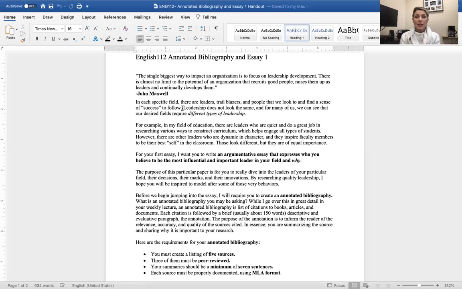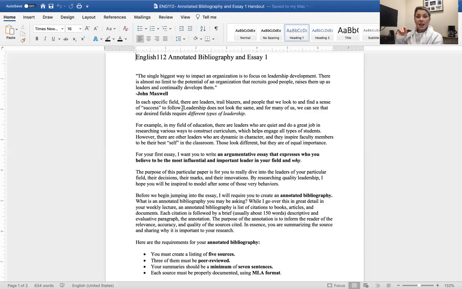The single biggest way to impact an organization is to focus on leadership development. There is no limit to the potential of an organization that recruits good people, raises them up as leaders, and continually develops them. Guys, this essay is going to be about leadership in your field. So whatever you think you're going to go into, education, nursing, business, I want you thinking about the leadership in those industries. In each specific field, there are leaders, trailblazers, and people that we look to and we find a sense of success to follow.